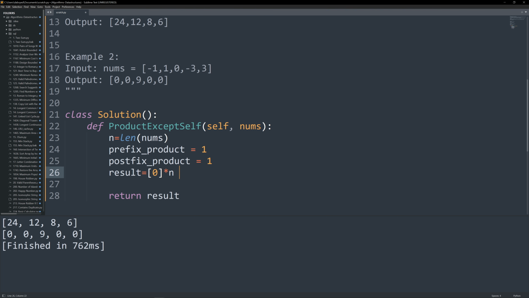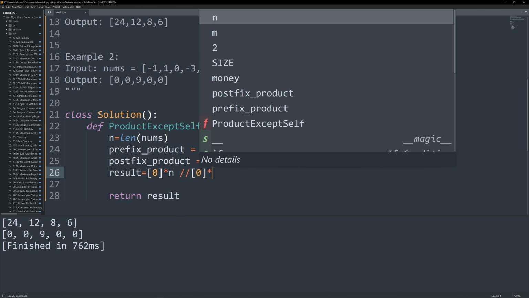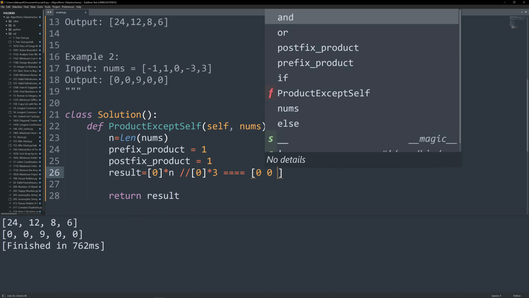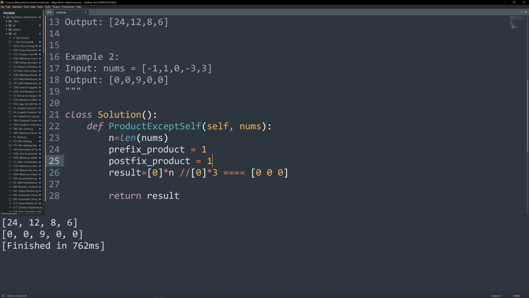So basically if we are writing 0 times 3, this is equivalent to 0, 0 and 0. Same way, 0 times n would correspond to an array of integer values which are 0, repeated n times. So basically it is of length n.